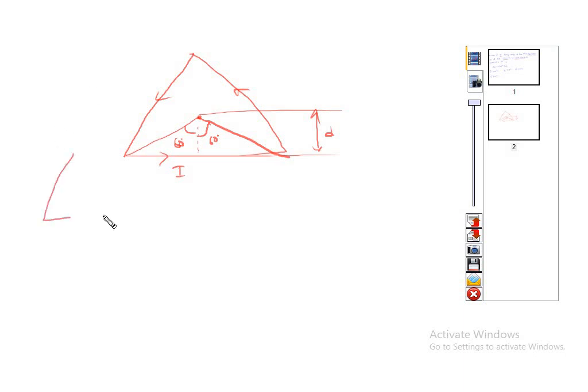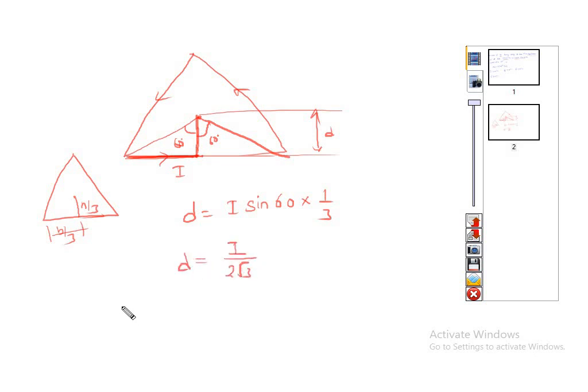And you know that for an equilateral triangle, the centroid is located at h by 3 distance and base by 3 distance, right? So the component along this side is opposite, so it will become I sin theta. So d is equal to I sin theta, which is 60 into 1 by 3. So it will become 1 by 2 root 3, or I by 2 root 3. So you have got d, right?